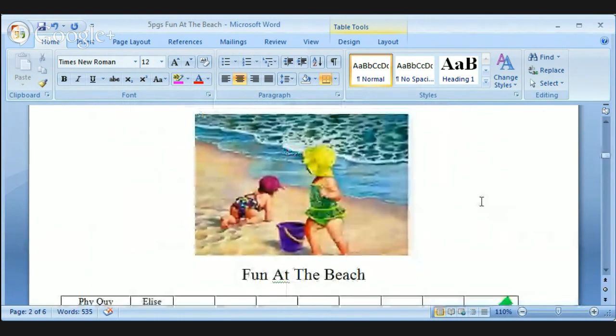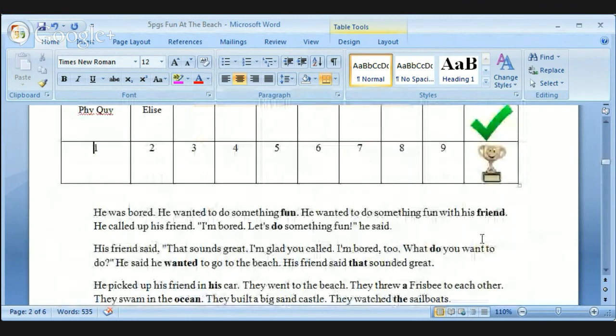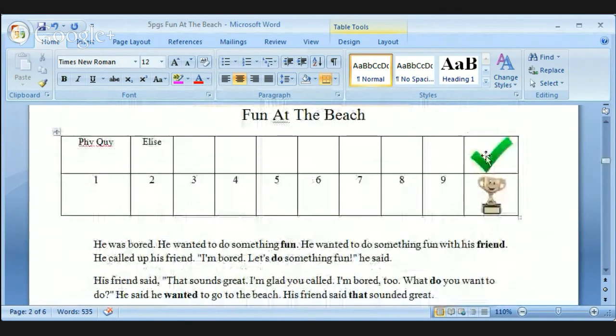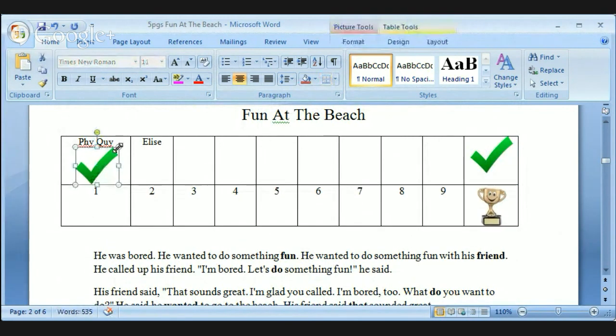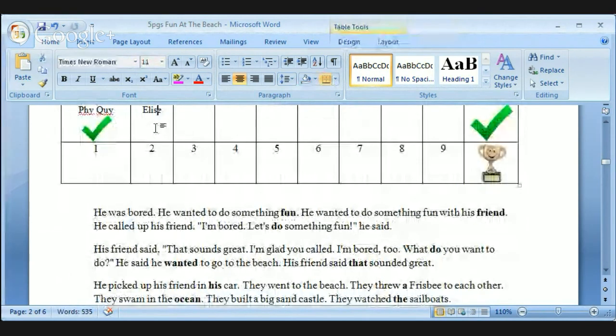Okay, good. Now, Elise, would you read the exact same thing? Fun at the Beach. He was bored. He wanted to do something fun. He wanted to do something fun with his friend. He called up his friend. I'm bored. Let's do something fun, he said. His friend said, That sounds great. I'm glad you called. I'm bored too. What do you want to do?